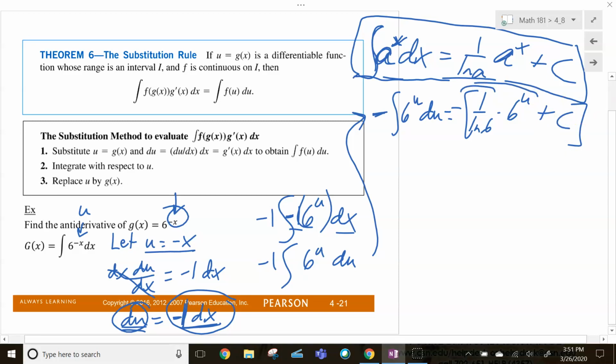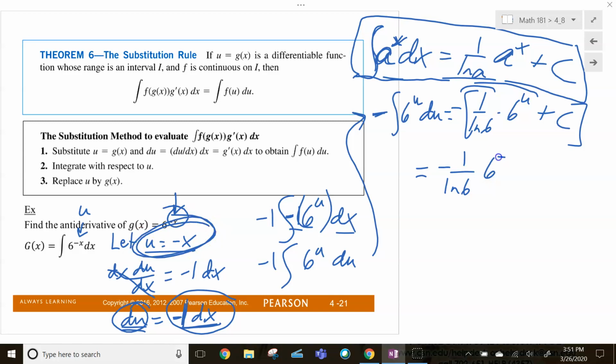Multiply that negative 1 through, so I got negative 1 over ln of 6 to the u. And I can put the u back in now. U is negative x. So we were doing this with respect to x. And then negative 1 constant is just a minus a constant, or plus a negative constant. It's just a constant still, so you just leave a plus c on that. Okay, and that's how you do it with u substitution.